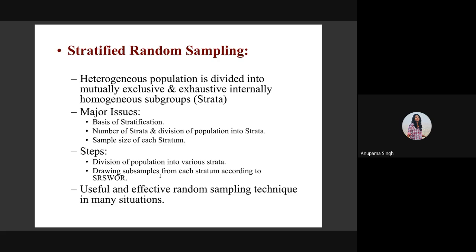Now, the rural population will have the characteristic of being rural, depending on agriculture, right? And the urban areas will be different. Semi-urban areas obviously will be different, right? So we get three strata in that particular situation. Now we can go further in a different way.